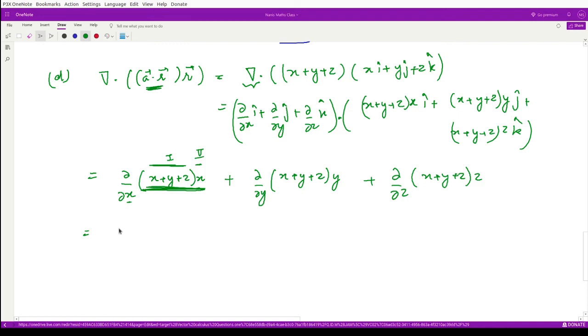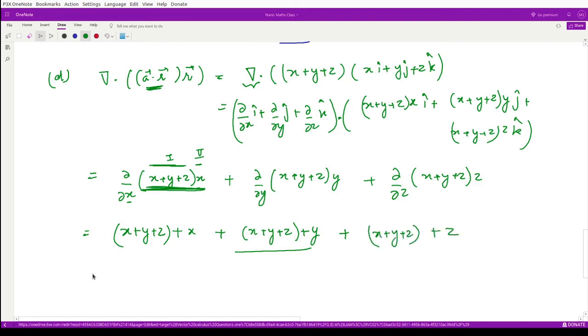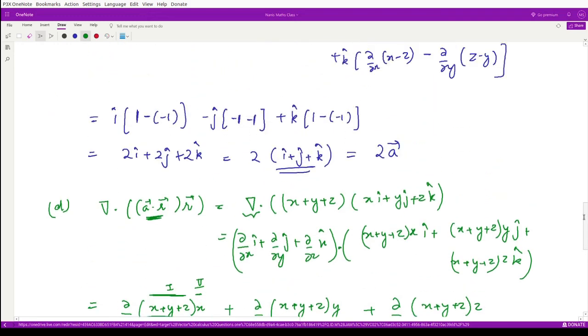So you obtain the value as x plus y plus z plus x, right? This is for the first term. For the second term, you obtain x plus y plus z plus y, and for the third term, you obtain x plus y plus z plus z here. So ultimately, you obtain 4 times x plus y plus z. And what is x plus y plus z? We have calculated this to be equal to a vector dot r vector. So this is equal to 4a vector dot r vector.